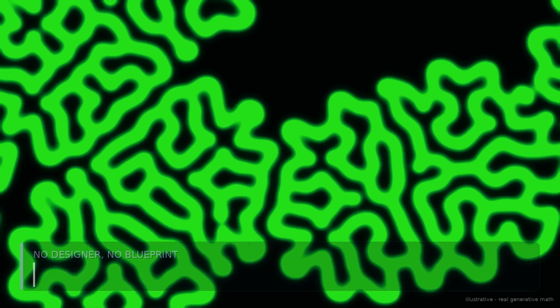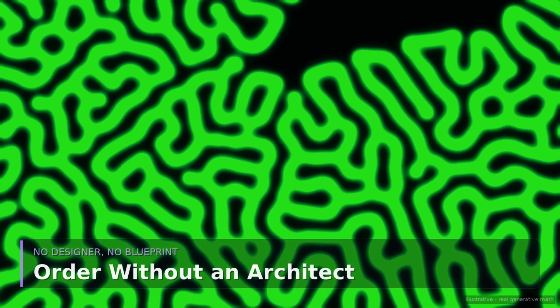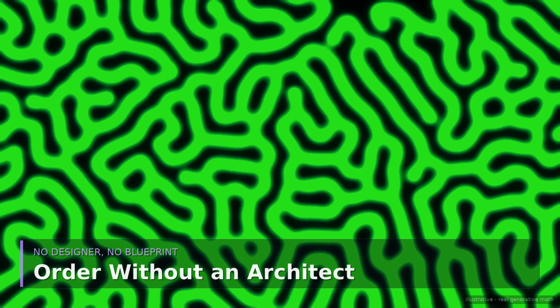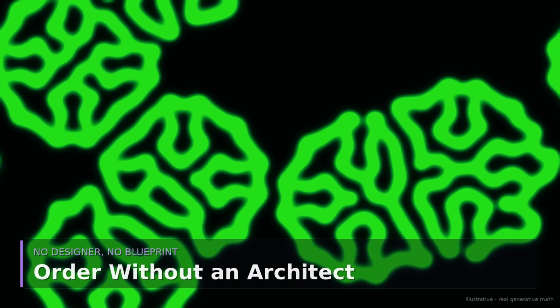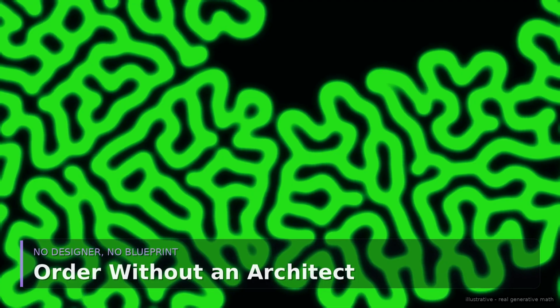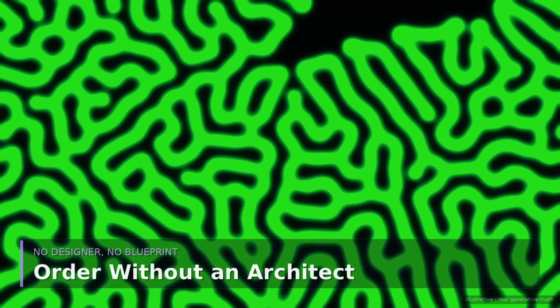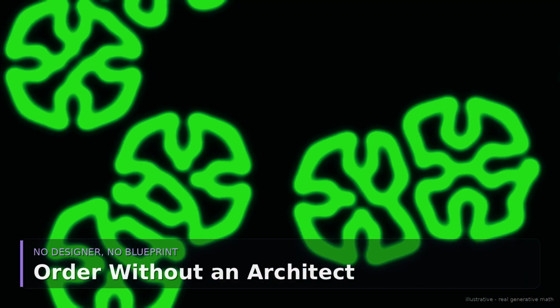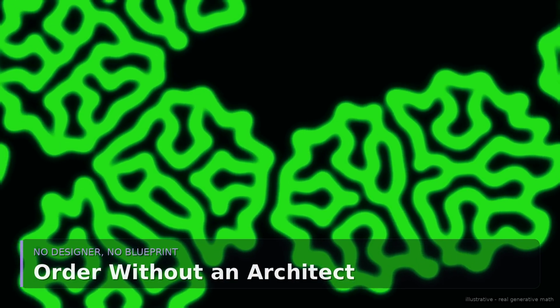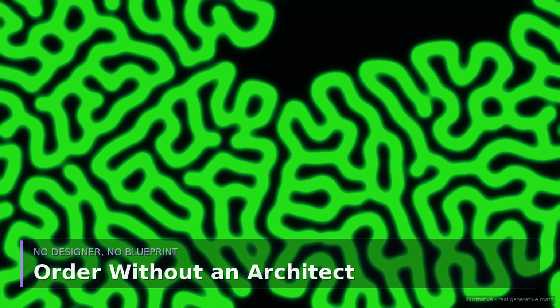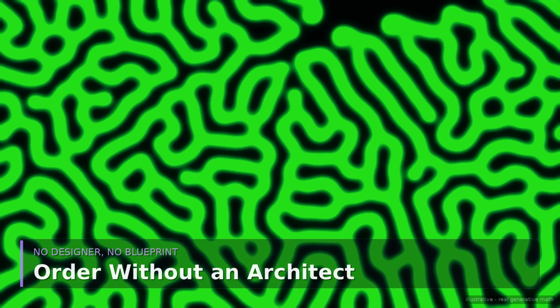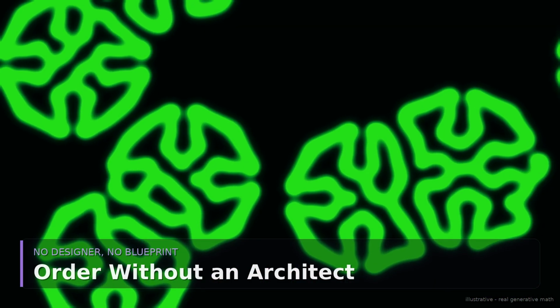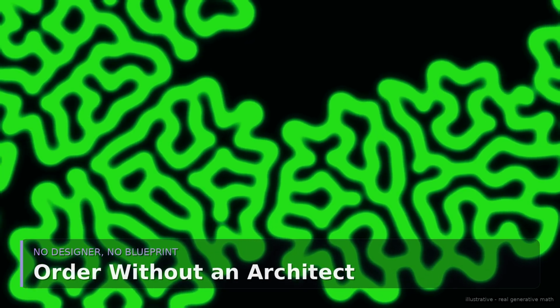Sit with the real lesson because it's bigger than biology. There is no designer here. No cell holds the plan, no chemical knows what a zebra looks like. This complexity is not assembled from a drawing, it emerges, unbidden, from a dumb little rule repeated everywhere at once. Local activation, long-range inhibition, iterated across a surface, and structure simply falls out for free. Order without an architect.